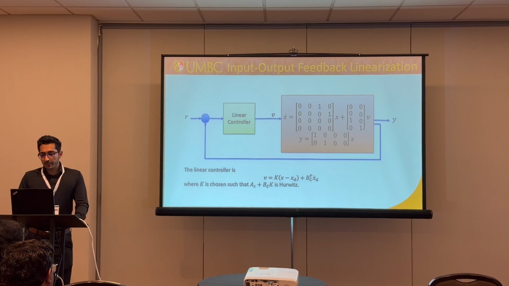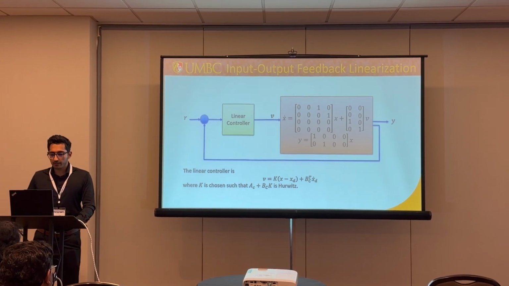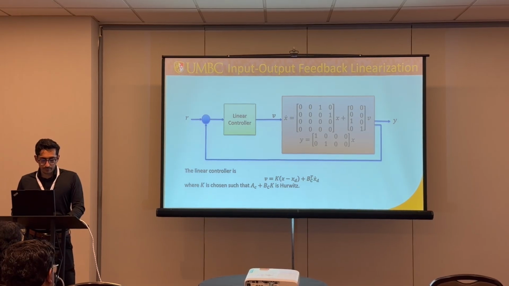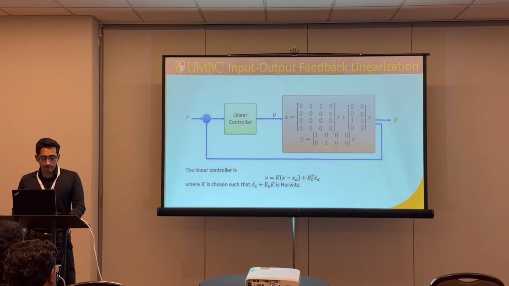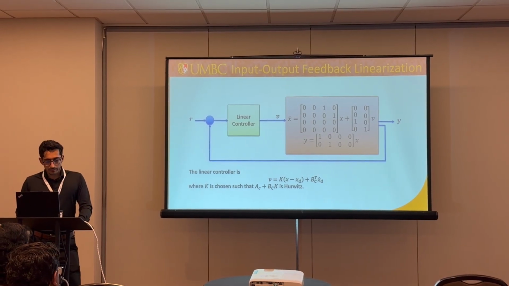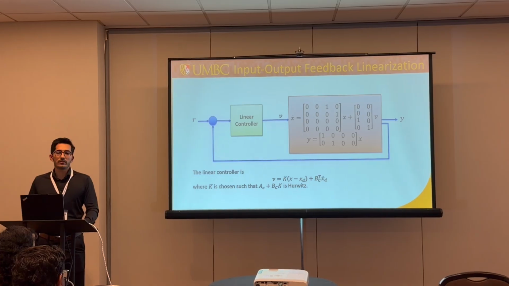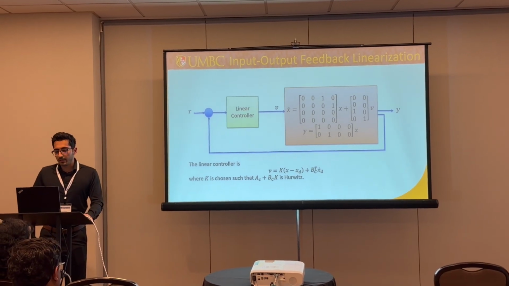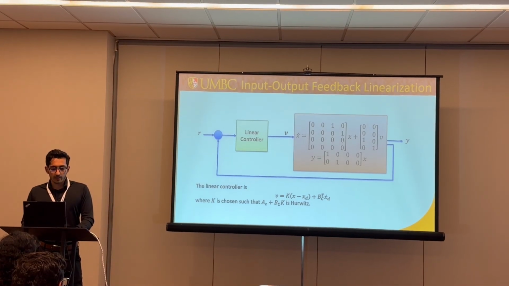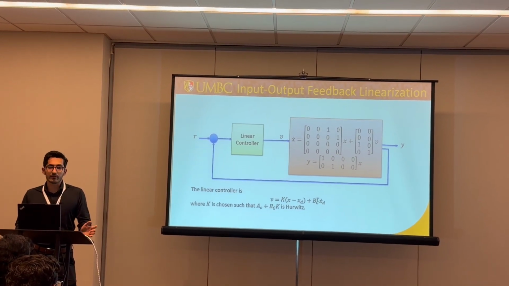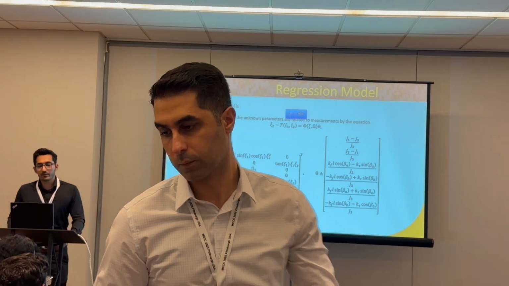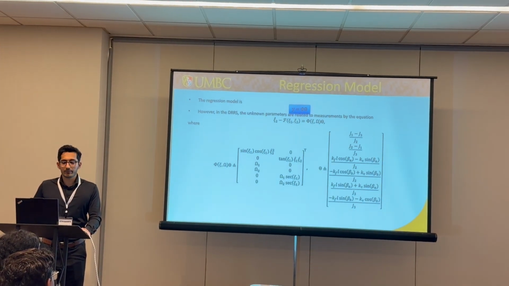So the linear system becomes as shown here, and we design a linear controller v such that the linear system A_c plus B_c K becomes Hurwitz. We can design the linear controller using LQR or a pole placement routine, which helps us stabilize our linearized system. As we said, in this work we are considering those physical parameters to be unknown.